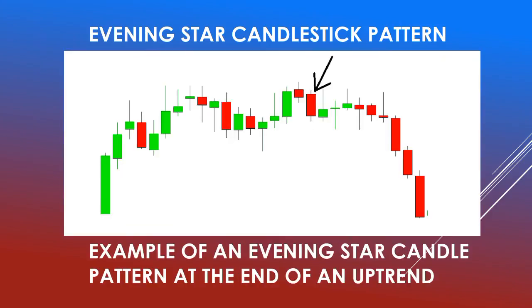Example of an Evening Star candle pattern at the end of an uptrend. The arrow indicates the formation of an Evening Star candlestick pattern, where you have the green candle to the left, a small red candle at the top, and then the red candle to the right. And we can see what happened immediately after the pattern is formed.